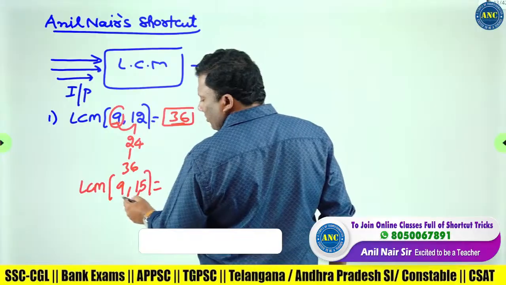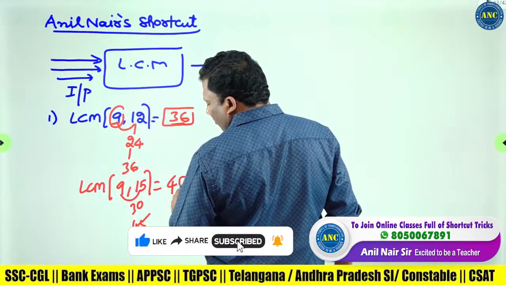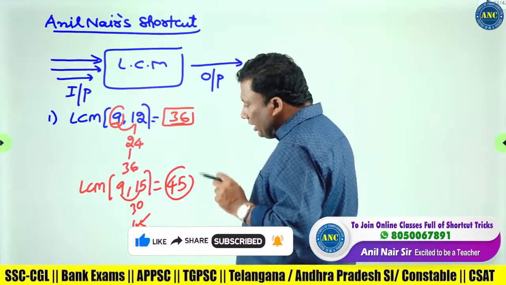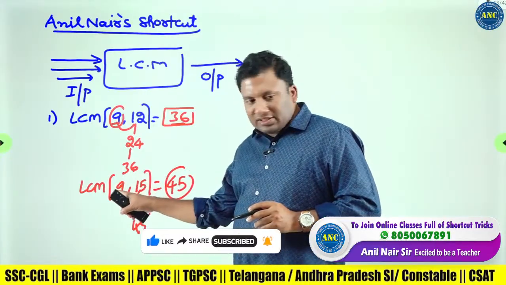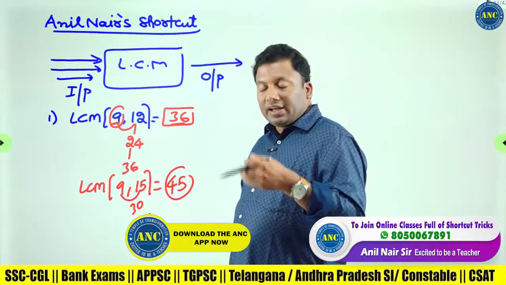15 is not divisible. 30 is not divisible. 45 is divisible. Input one number, digital sum is 9. Answer digital sum also 9. I will tell it in further.